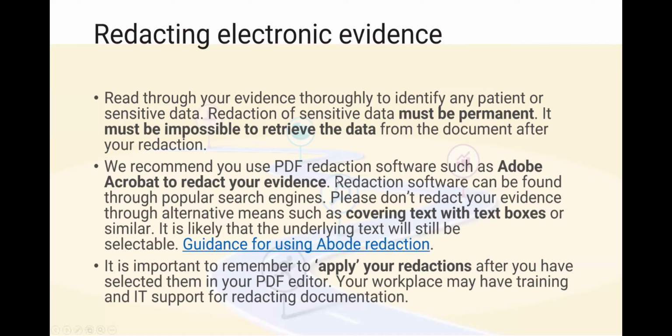Okay, so for PDF redaction, there are tools such as Adobe, and many are available. You can do that, and please don't cover text with text boxes. Those are movable, and the text can be copied. After you redact, select the whole text and press Control C, then paste it into a Word document with Control V, and check whether it has actually been redacted or not.